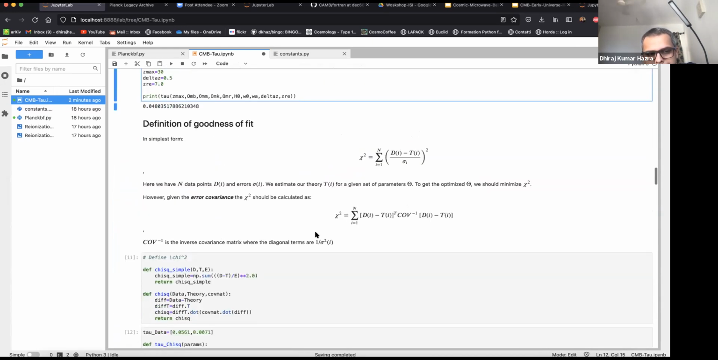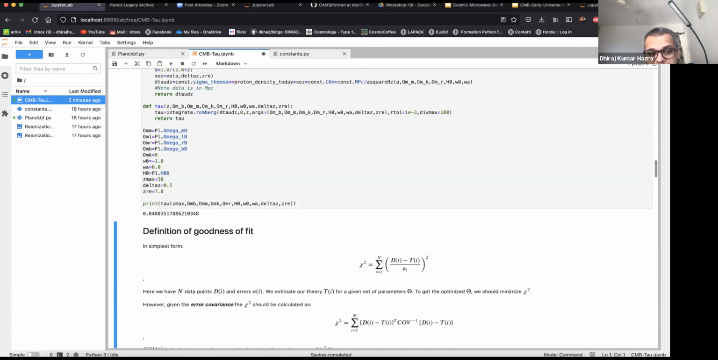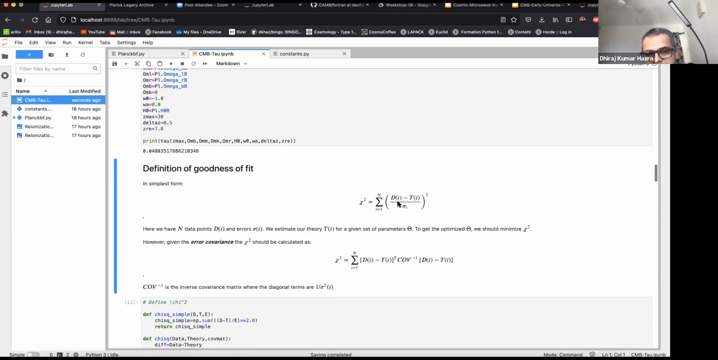All right. Now it comes to the non-trivial step. You see, now we are basically doing a fitting. Somebody asked me what is the prior. For a very simple chi-square definition, it is simply the sum over all the points of (data minus theory) by sigma, whole square. But if your errors are correlated, then you must have a covariance matrix. That is now (data minus theory) transpose times inverse covariance times (data minus theory).